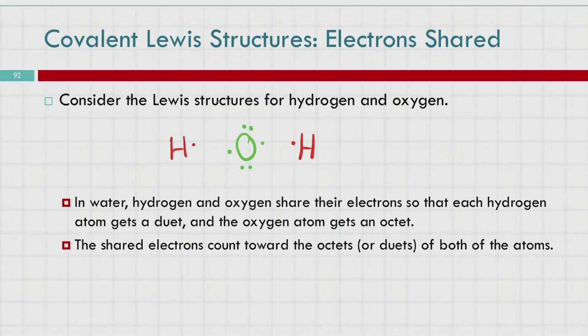Hydrogen, 1 electron, oxygen, 6 electrons. This is a covalent compound. These electrons are shared. It counts for both of their octets. So one way that you might see this represented is with the dots directly in between. You just smush them together.